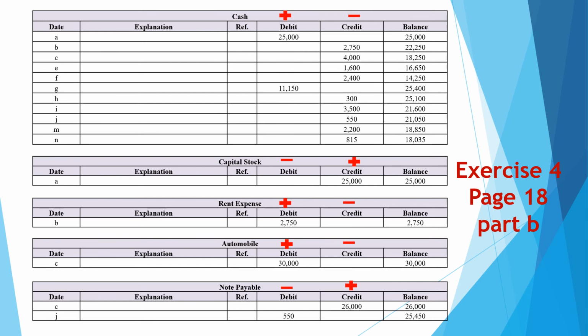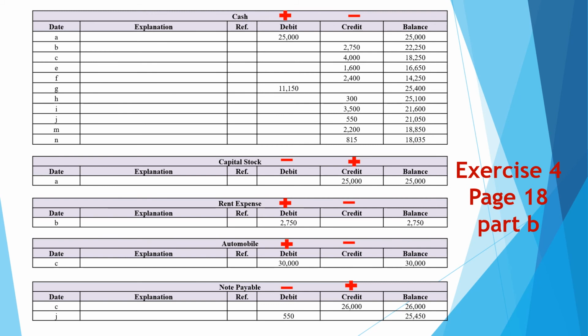We start with cash. Cash has a debit normal balance, so that's why I put a plus above the debit and a minus above the credit, since it is increasing in debit and decreasing in credit. So when cash appears in debit in the general journal, we put the cash in the general ledger in debit on the same date. And when it appears in the credit in the journal, we transfer the credit amounts to the credit column of the general ledger.